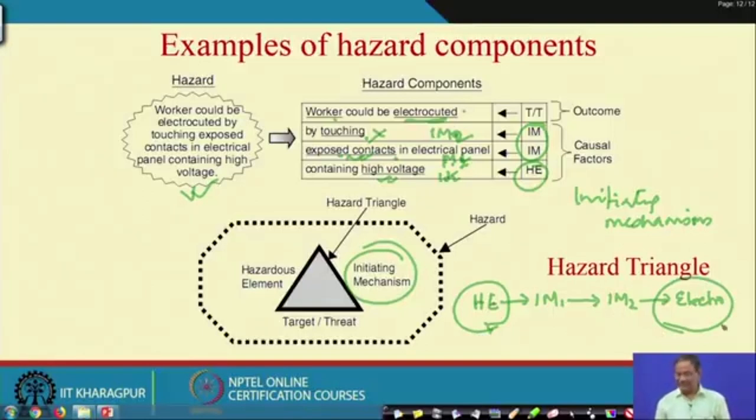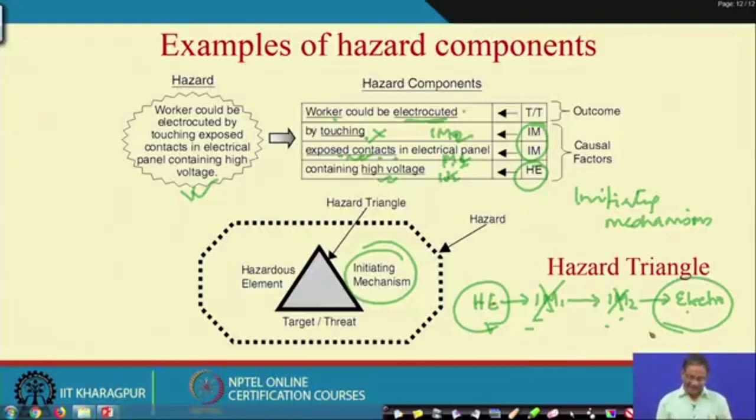If this path is not understood, then what will happen? You will not put a barrier here to make it not happen, or even if it happens, this should not happen. So if any one of these two doesn't happen, what will happen then? Electrocution will not happen. So that is a very important concept.